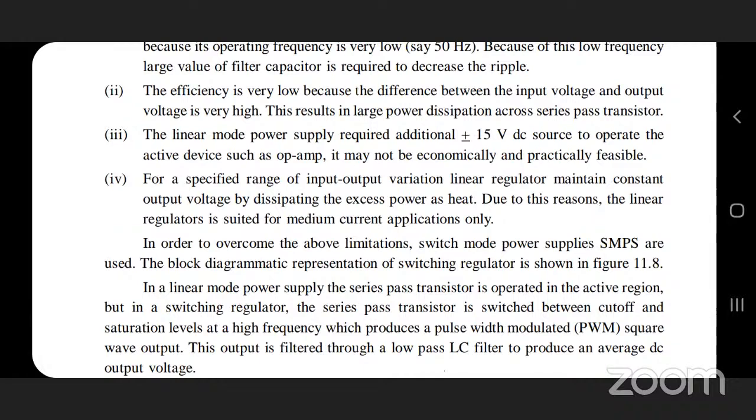And for a specified range of input and output variations, a linear regulator can maintain a constant output voltage by dissipating power across the series pass transistor. Here, due to this dissipation, the excess power becomes heat. So due to this reason, the linear regulator is suited for medium current applications.